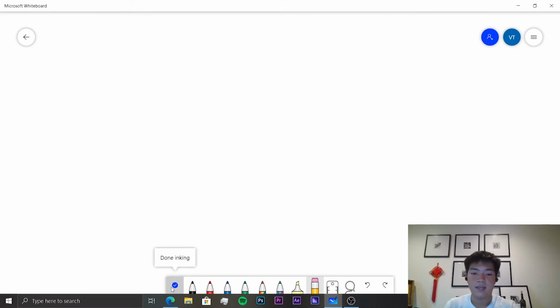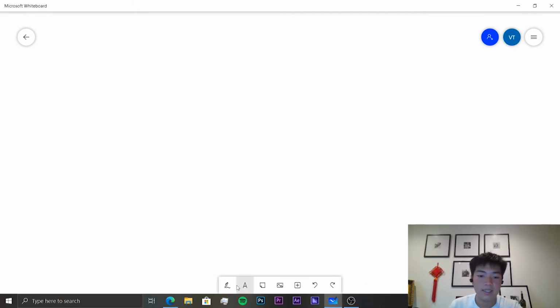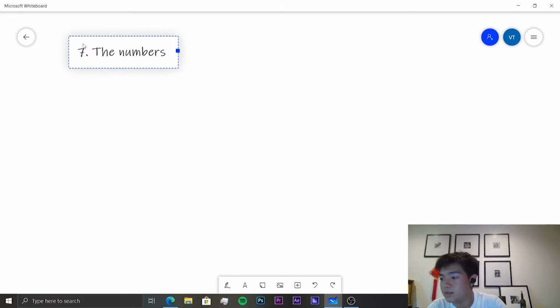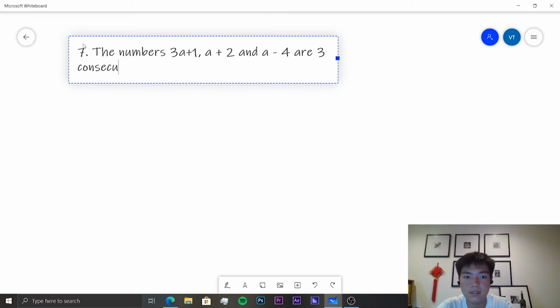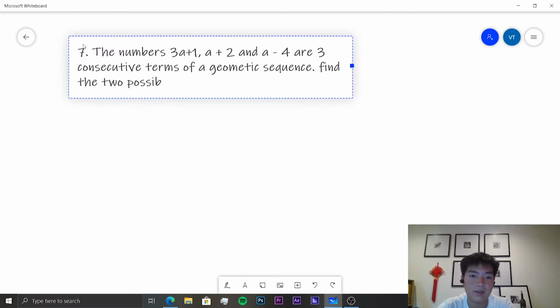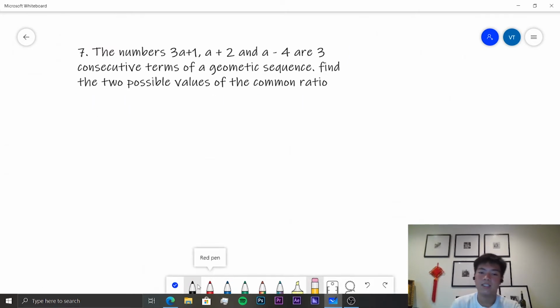Okay, now we're going to 7. So seventh question: the numbers 3a plus 1, a plus 2, and a minus 4 are three consecutive terms of a geometric sequence. Find the two possible values of the common ratio. So as usual, we can assume that this is the first term, this is the second term, and this is the third term.